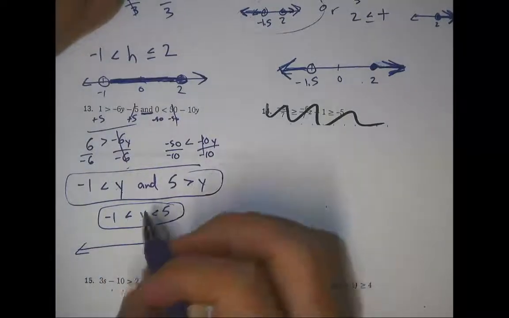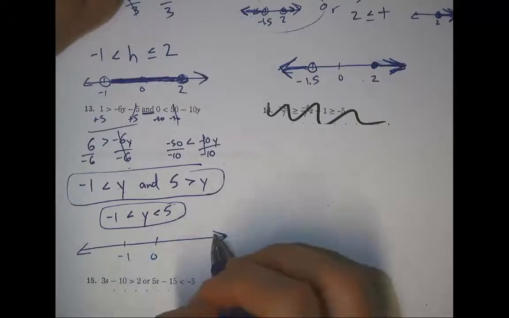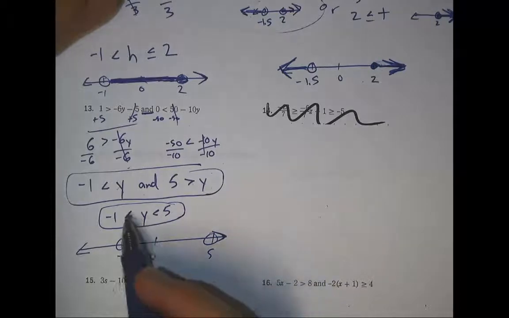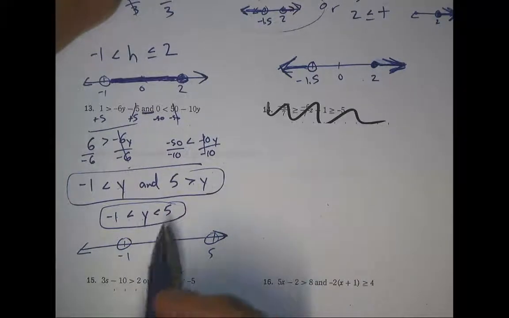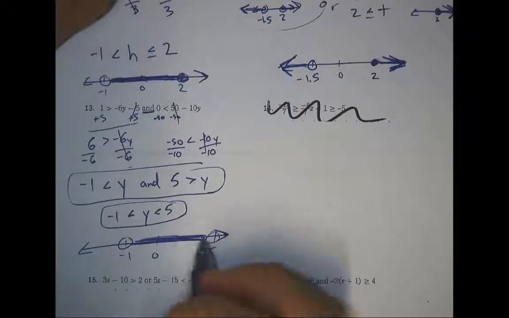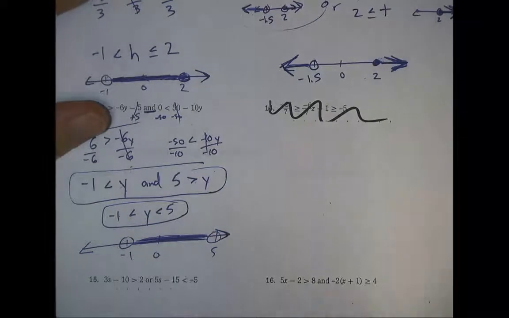There are numbers that fit that both at the same time. Here's 0, negative 1, here's 5. Both open circles. So the numbers that are greater than negative 1 and at the same time less than 5 are everything in between here. Because it's an and statement, it's only those.